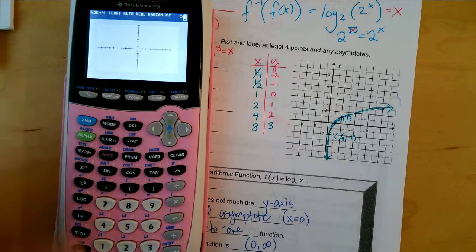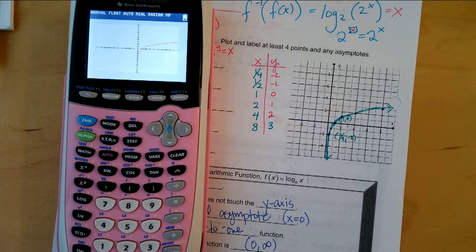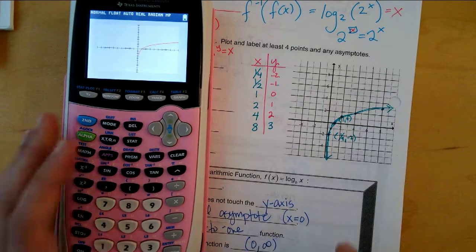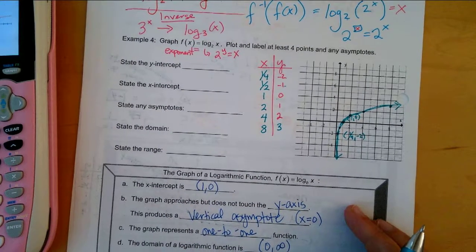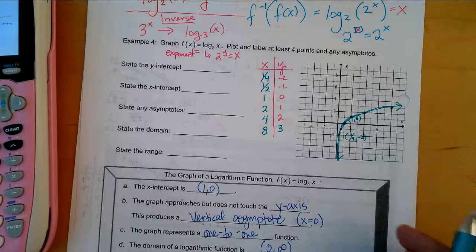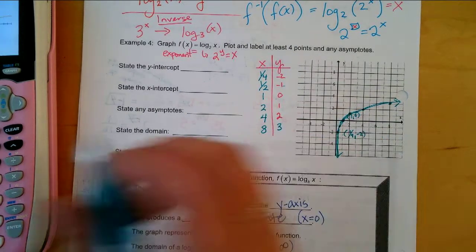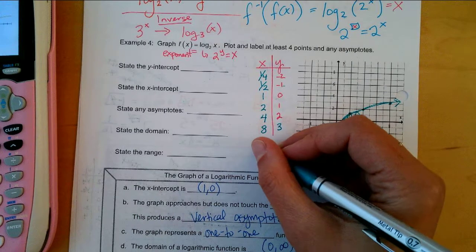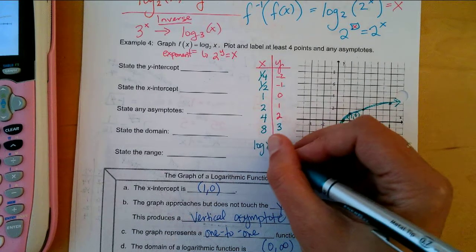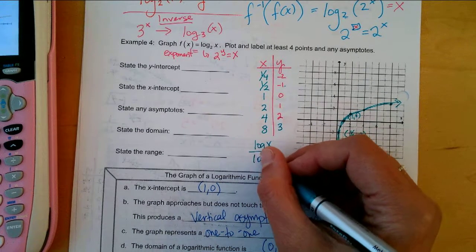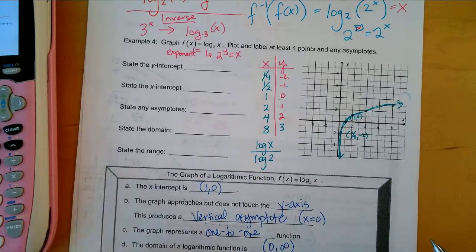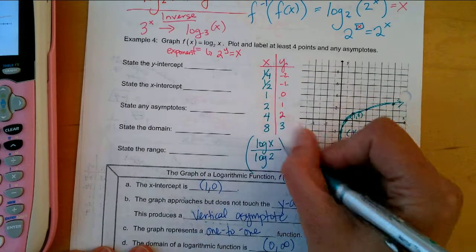Okay, so there's my log base 2. If your calculator does not have the option to put in any log base, you still can do it. You would just have to do a change of base, which we haven't quite learned yet. But if you were going to enter that in on your calculator and you didn't have that change of base, you would go log of x divided by log of 2. Okay, that's what you would enter in on your calculator.